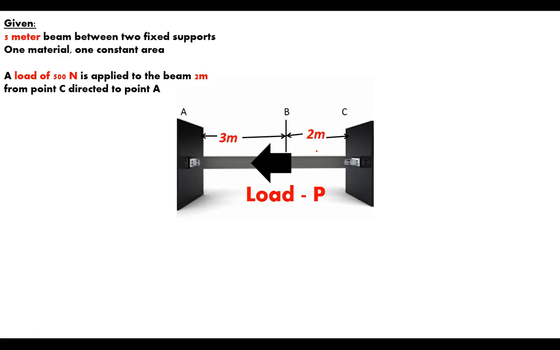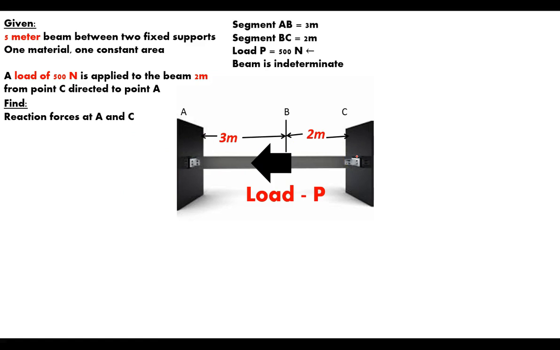So what do we want to find? We need to find the reaction forces at A and C. So we break this down into a more concise form. Segment AB is 3 meters, segment BC is 2 meters. We've got a load going to the left, and we know the beam is indeterminate. We're going to set up our coordinate system so that going to the right is positive. You could actually do this with the negative direction, just make sure you follow your signs.